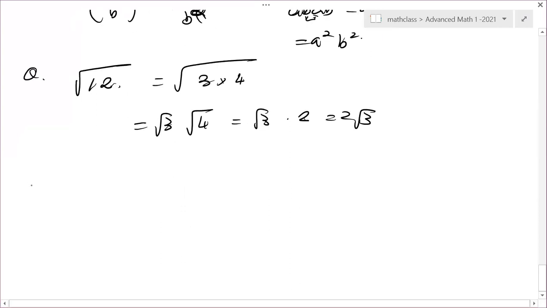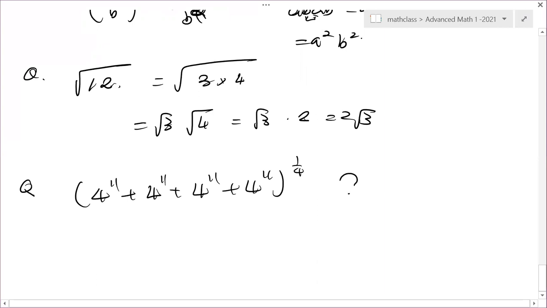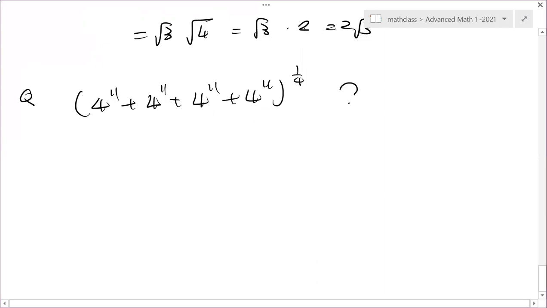All right, so let's do the next problem. This is coming from MathCounts. 4 to the 11 plus 4 to the 11 plus 4 to the 11 plus 4 to the 11, all to the 1 over 4. Can you simplify and get the value of this? Maybe you saw this problem before. If you get it, post to me privately, okay?